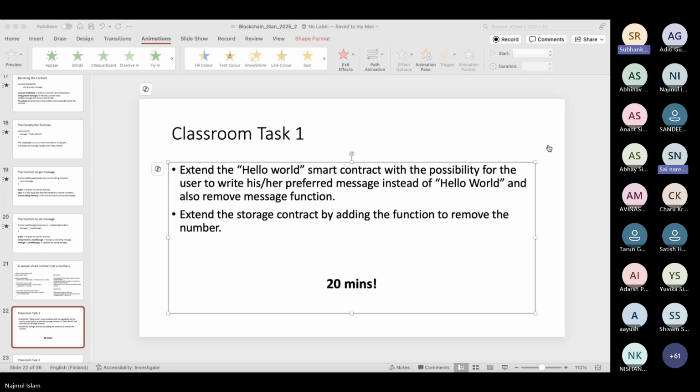Hello, sir. Yes, I'm here. In the second question, does removing the number mean setting the number to zero, or what, sir? Yeah, removing the number. Put it at zero. That's fine. Make it zero. Fine, sir.